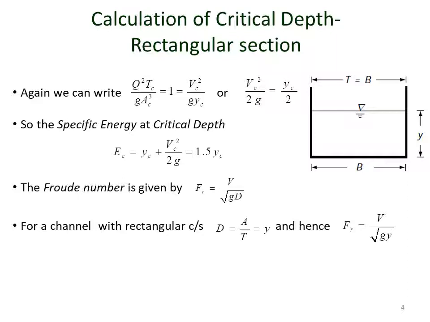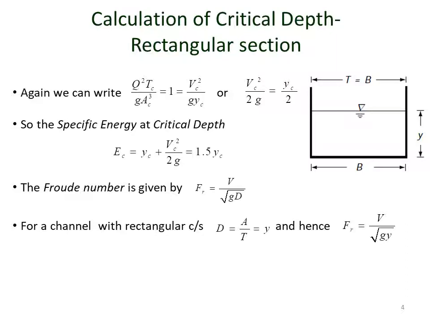So for a rectangular section here, the specific energy at critical depth can be given as capital E subscript C is equal to yc plus vc square by 2g, which is equal to 1.5 into yc. So here we can see that the specific energy equals 1.5 times the critical depth for a rectangular cross section. So this is an important result, and this basic result I urge you to remember by heart.